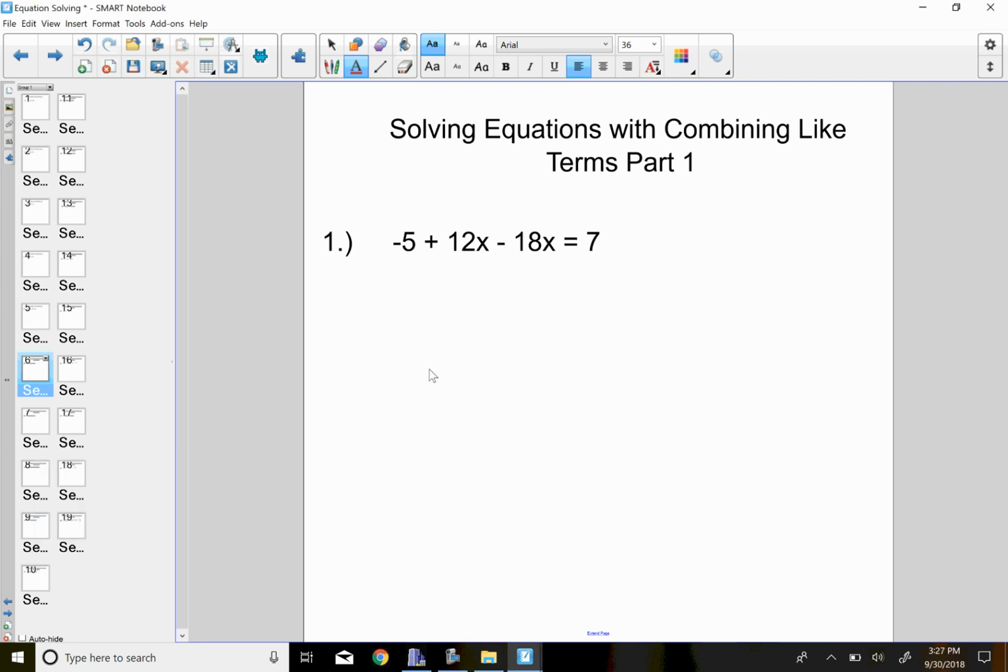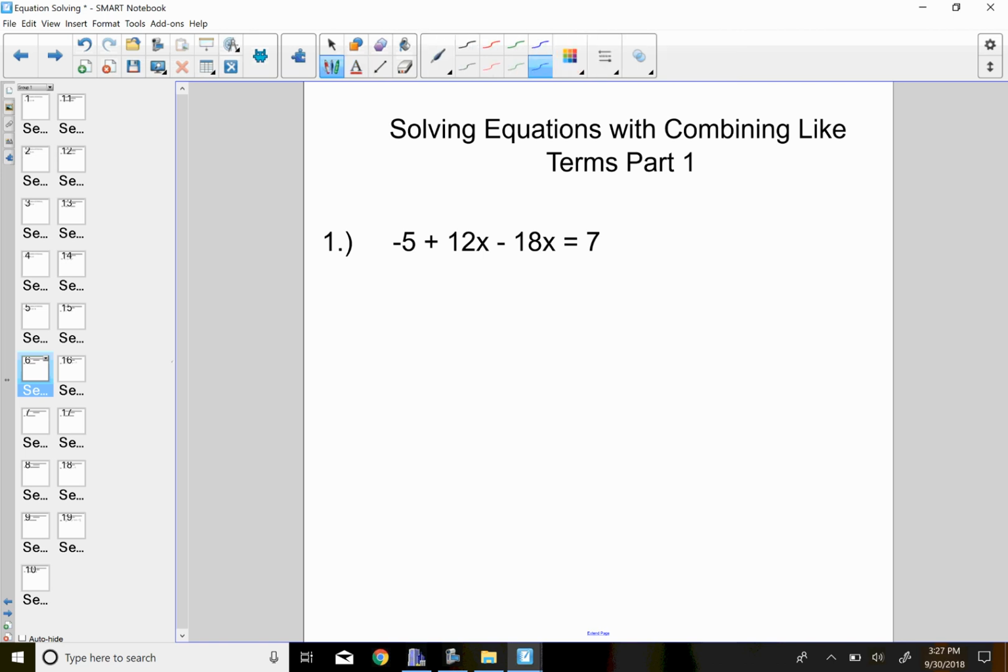Hello, in this video we will be solving equations by combining like terms as part of the equation solving process. So remember, solving an equation means to figure out the one number that can get plugged in for the variable to make the equation true. You want to isolate the variable or move everything away from the variable onto the other side of the equation using inverse or opposite operations.